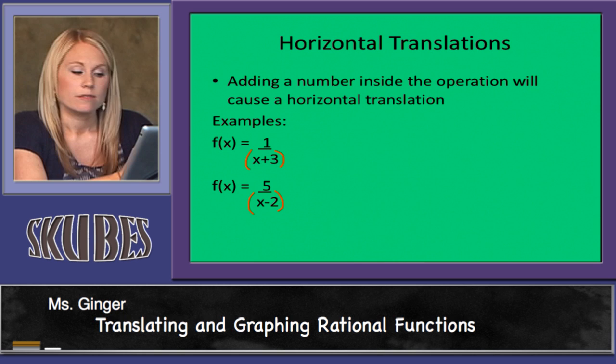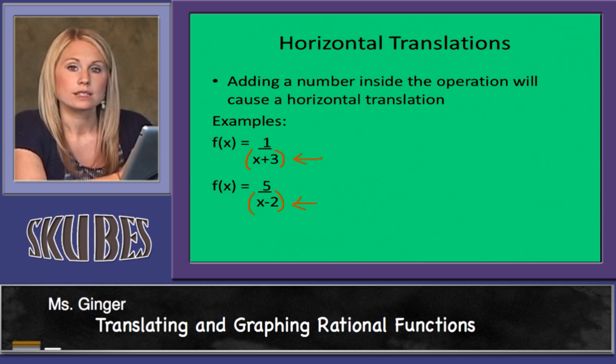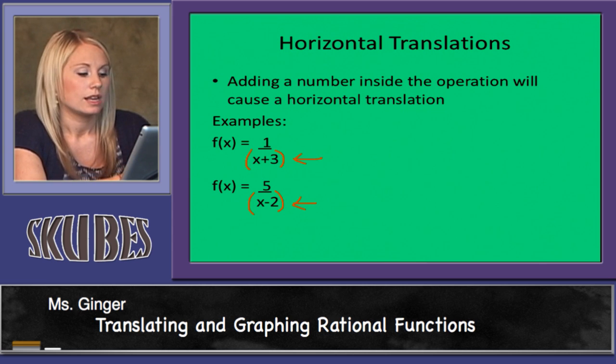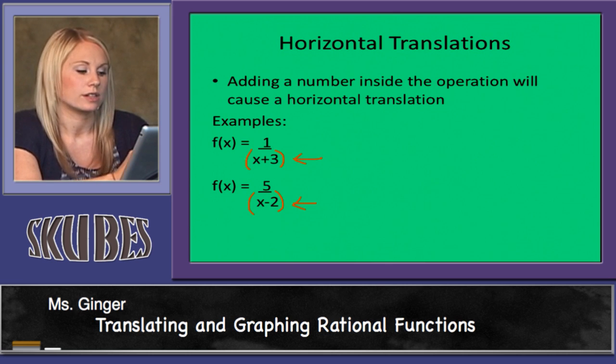So if you see a positive number there, that is actually going to move your graph left that many units. So this top one is a left-hand horizontal translation, and this bottom one is going to cause your graph to move right because it's an x minus 2. Negative numbers will cause it to move right on these horizontal translations.